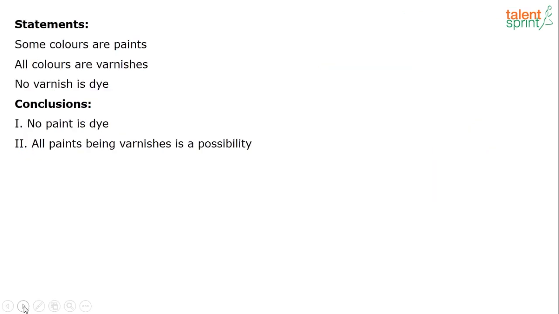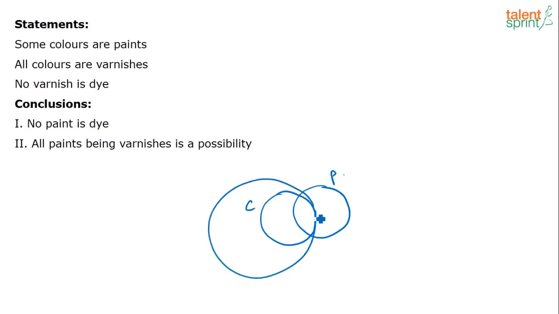Next question. The next question is there on your screen. Some colors are paints. All colors are varnishes. No varnish is dye. How do you do it? Some colors are paints. All colors are varnishes. So all colors are varnishes. No varnish is dye. So we only know varnish and dye are disjoint.